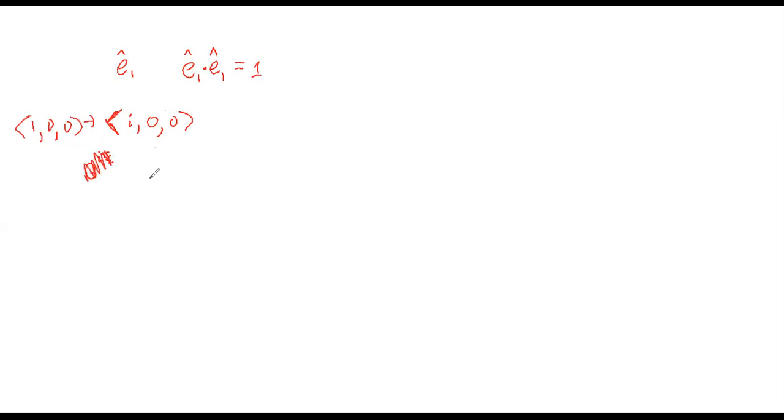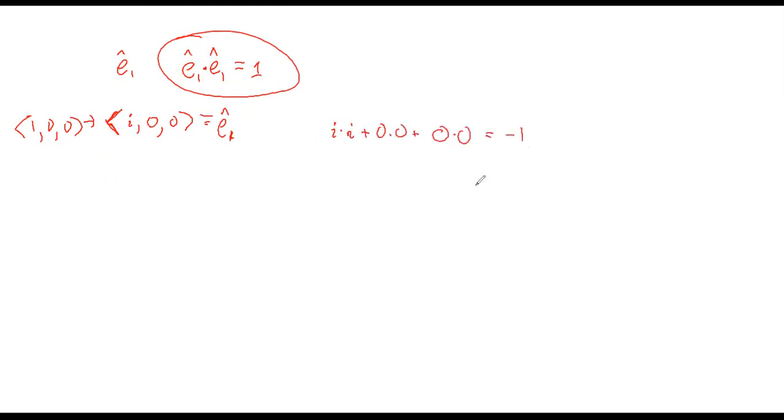But we'll just say I have complex numbers. I'm okay with complex numbers in my vector space. What I still want to be true is this. I still want this to be true. That's not going to work if I say that this thing dot product with itself, so now we're saying that this is our E1. So if I dot product this, that's i times i plus 0 times 0 plus 0 times 0 equals -1.